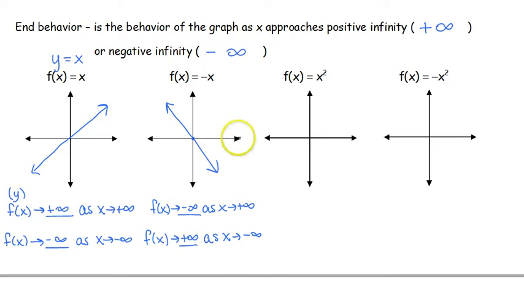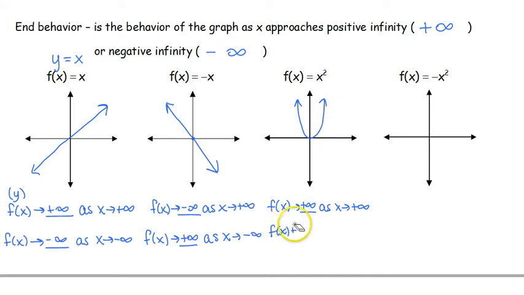Alright, so that was our two linear examples. Now we have x squared. We know that's a quadratic, that's a parabola with vertex at 0, 0 with a normal shape opening up. So again, we have the end behavior. We've got end behaviors in two directions. So we want to find out what is happening to y as x approaches a positive infinity. As x gets larger, our y value is going to forever get larger as well. So our f of x, or our y, is going to approach a positive infinity as our x approaches a positive infinity.